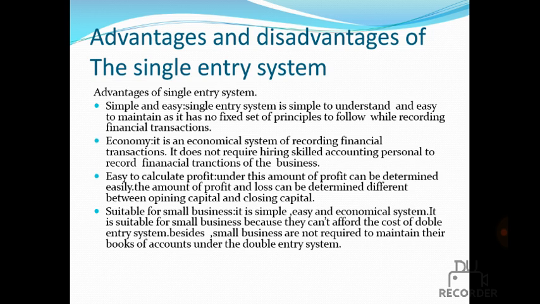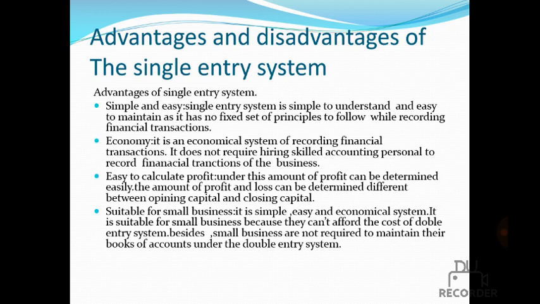Single entry system is simple because it doesn't have any accounting rules and regulations to follow to prepare a business record of transactions. That's why it is simple, and there is no need for any proper skill to prepare these accounts. We can prepare it ourselves to know the financial position of the organization. That's why it is simple and easy, because there is no fixed set of rules and regulations.